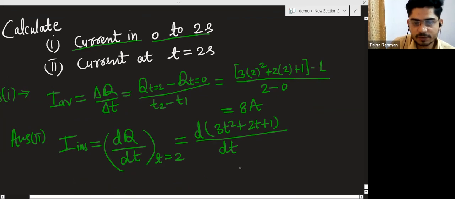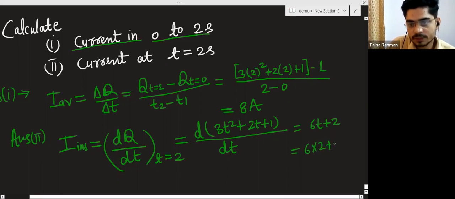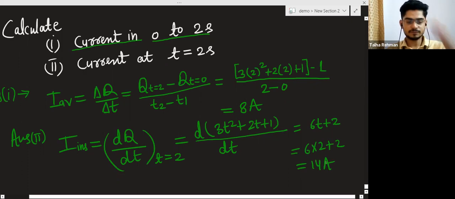And you should put the value here, t equal to 2. So this will become 6t plus 2. Now put the value 2: 6 into 2 plus 2. This will become 14 ampere. A is for ampere.